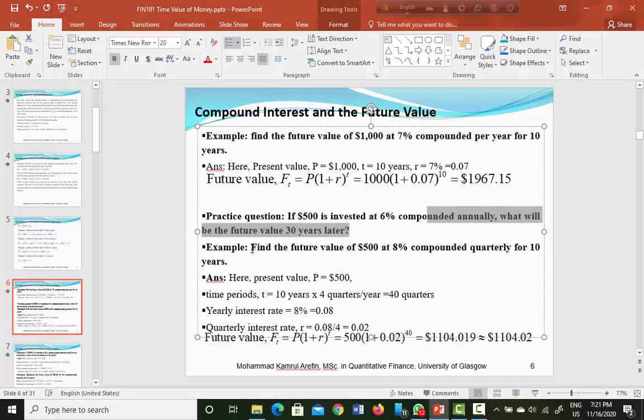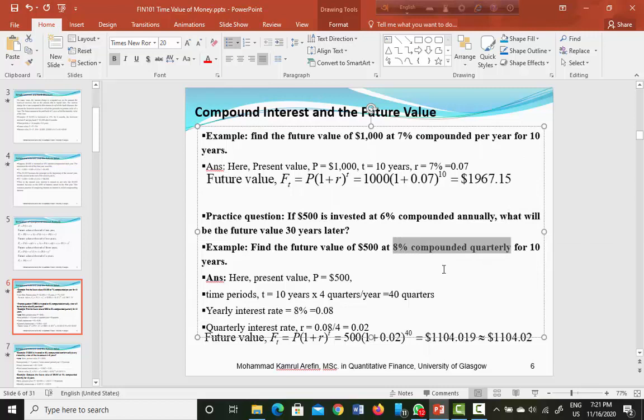Next question: find the future value of $500 at 8% compounded quarterly for 10 years. So we need to find the future value of $500. That means $500 is the present value, and the interest rate is 8% compounded quarterly.